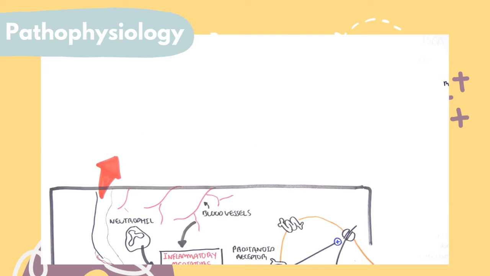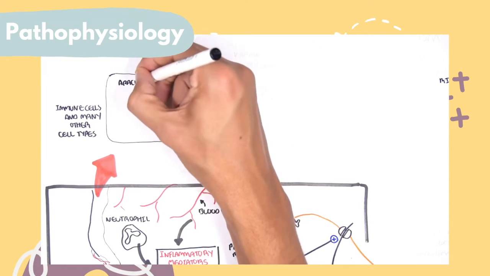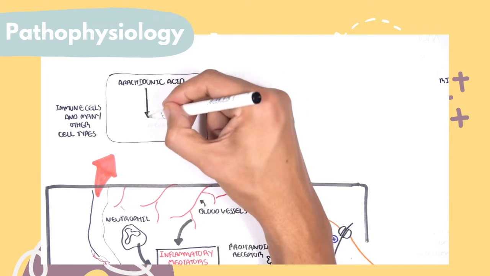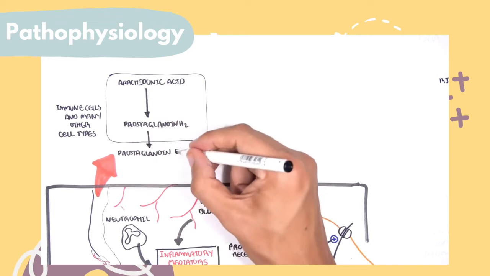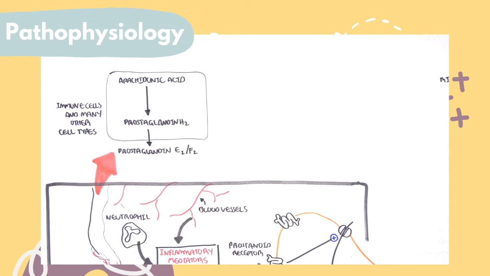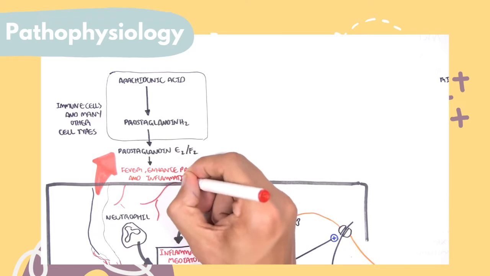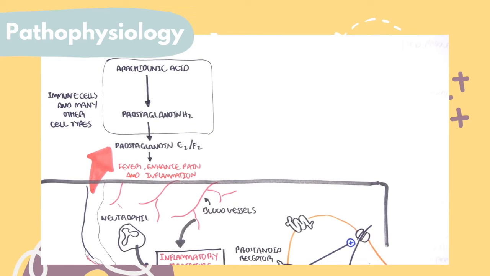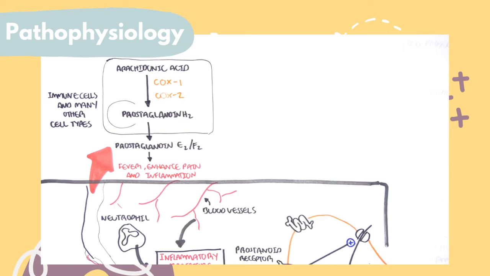During periods of trauma or injury, many cells around the area, in this case immune cells and damaged skin cells, will convert their phospholipids, their cell membrane, into arachidonic acid. Arachidonic acid, or AA, can be converted to prostaglandin H2. Prostaglandin H2 then becomes prostaglandin E2 and prostaglandin F2. These prostaglandins are the ones that cause fever and enhance pain and inflammation. The enzymes responsible for the production of these are cyclooxygenase 1, COX-1, and cyclooxygenase 2, COX-2.